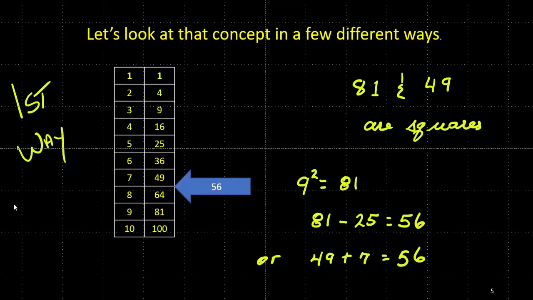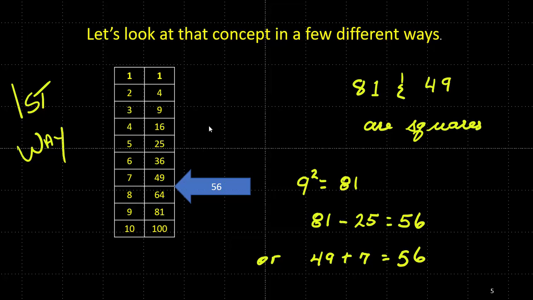Here's the first way of looking at it. I have this table of numbers. The left-hand column of that table are just the numbers 1 through 10, while the numbers in the right-hand column are the squares of each of these numbers in the left-hand column. So 4 times 4, 4 squared, is 16. 7 times 7 is 49. 9 times 9 is 81.